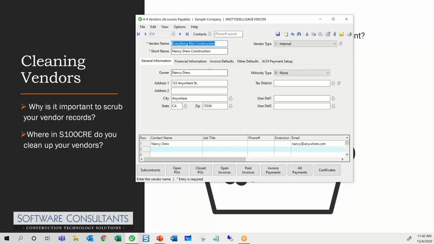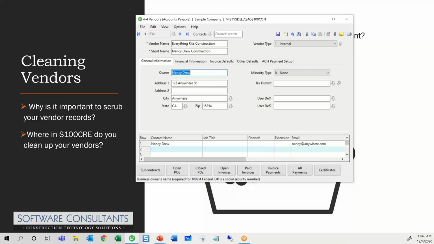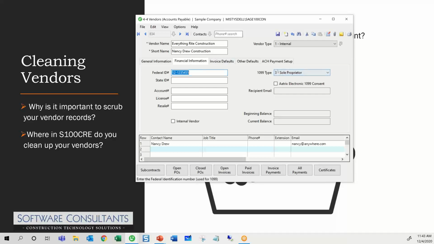Another important thing is if this vendor is a sole proprietor, then this should be a social security number for their federal ID number. Normally, that's how it is. Also, something important to remember for 1099s is this: if they're a sole proprietor, they also need an owner listed on their vendor record so that Sage can process that information. Making sure that you select the right type on your 1099 type is very important also. Don't just let the system call it undetermined, but actually take it right from their W-9, and you can select which 1099 type there is.